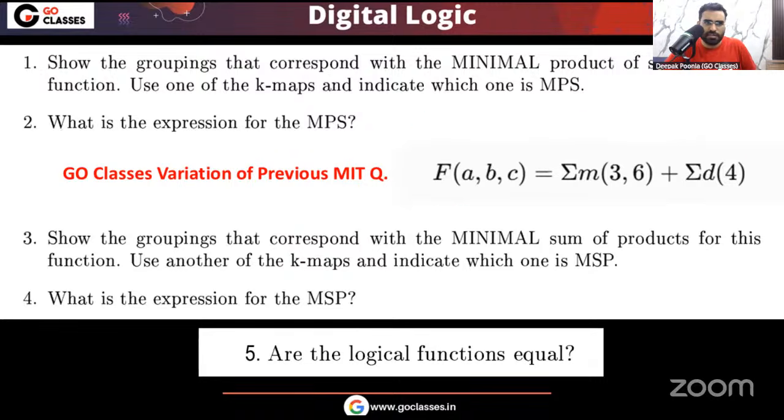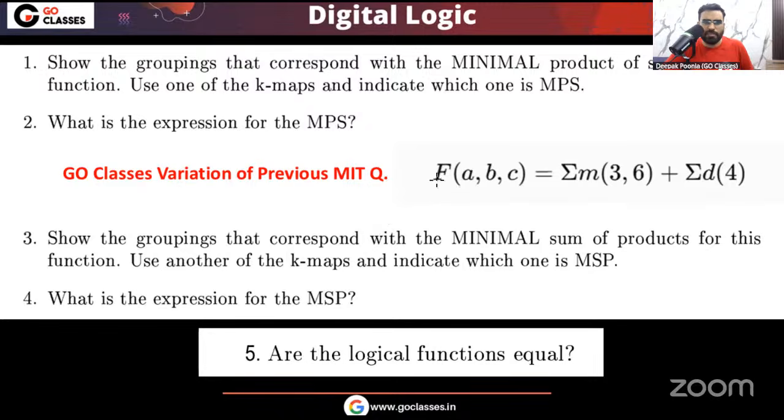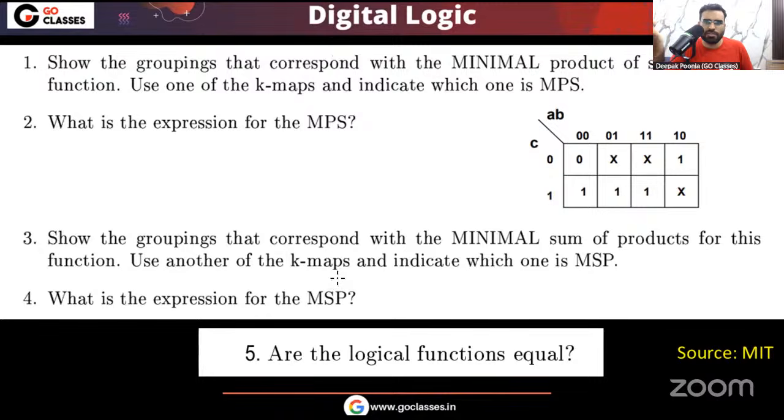This function you consider, this is a function with don't cares. For this function, you solve all these 5 parts. And then one thing you will notice, that for this function with don't cares, the minimal SOP expression and the minimal POS expression will not be logically equivalent. That is the beauty of this GO Classes variation that I provided to you. Basically, this beautiful point somehow got missed in this MIT question. Yes or no? Because in this MIT question, for this function with don't cares, the minimal product of sum expression and the minimal sum of product expression are basically logically equivalent.